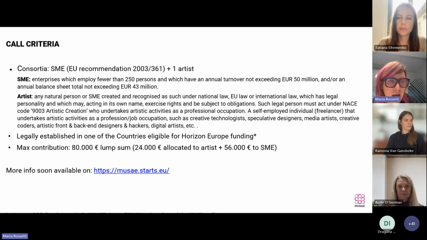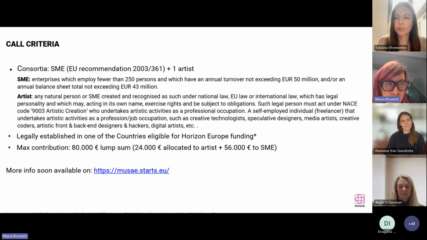Whereas artists are defined as any natural person or SMEs acting under NACE code 90.03, as well as a self-employed individual, including freelancers, undertaking artistic activities as a main job, profession and occupation, including, this is not a comprehensive list, creative technologists, speculative designers, media artists, creative coders, artistic front and back end developers, hackers, and digital artists.